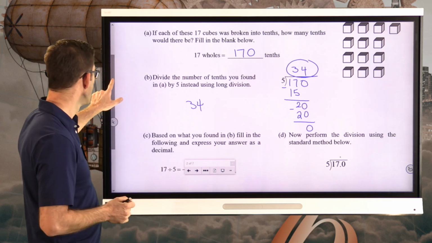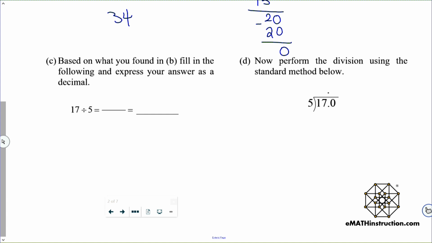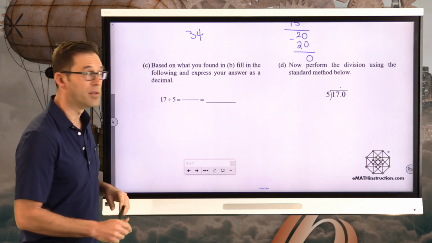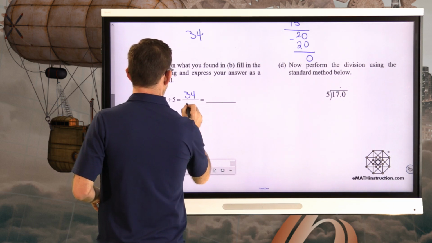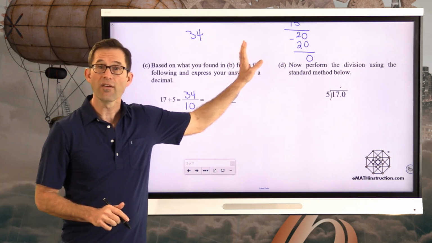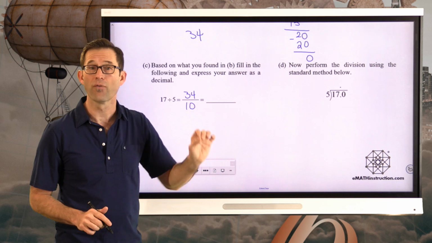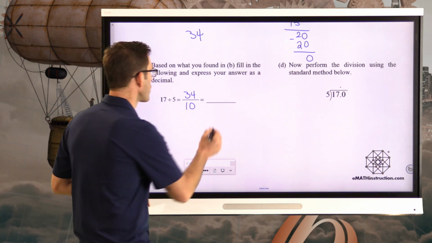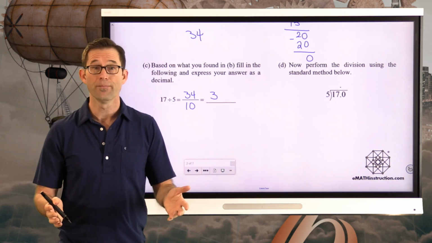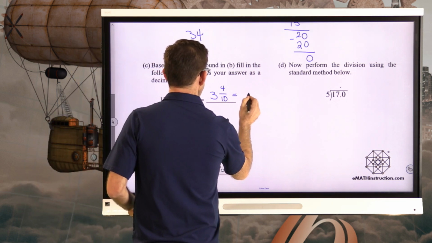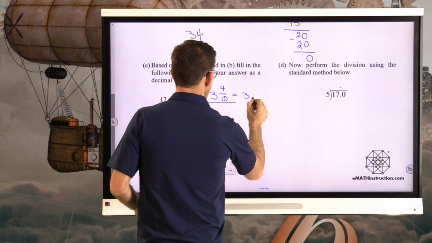So let's take a look at letter C. Based on what you found in B, fill in the following and express your answer as a decimal. Keep in mind that 17 divided by 5 gave me 34, but specifically 34 tenths. Now, what is 34 tenths? Well, 10 would go into 34 3 times, and that would give us 30. And then we'd have 4 left over. So that would be 3 and 4 tenths. But that, of course, is the same as 3.4.